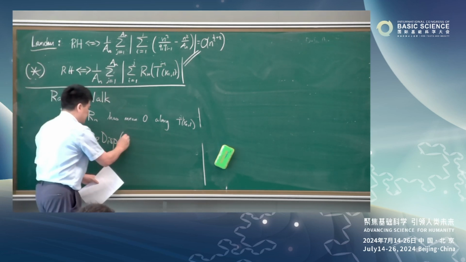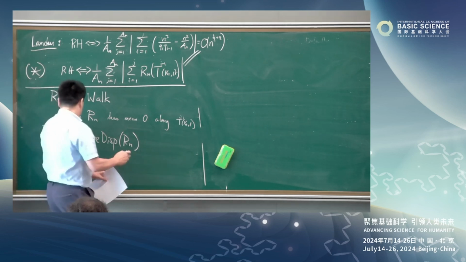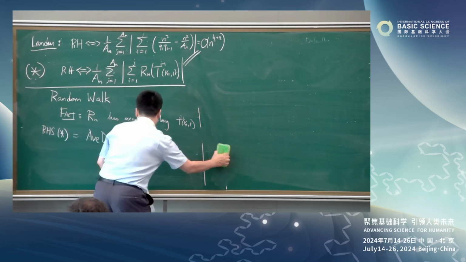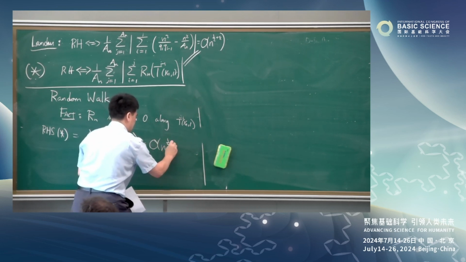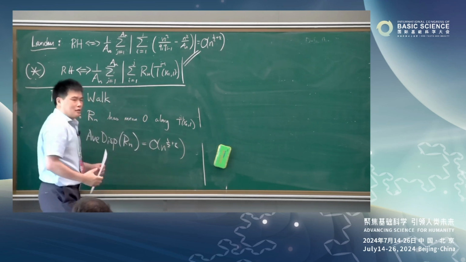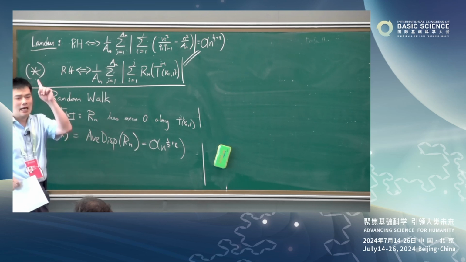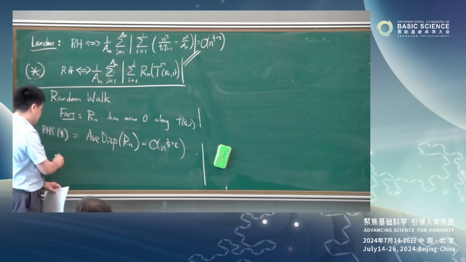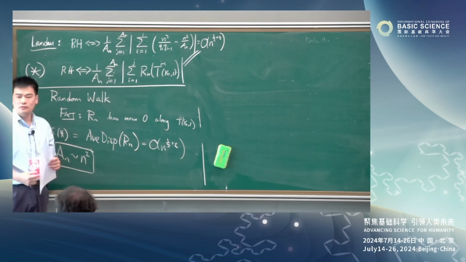The average displacement of the random walk being equivalent to being O of n to the 1/2 plus epsilon. So you might say, oh, this is just square root cancellation. Hold on. This is not square root cancellation, because a_n is roughly like n squared. a_n over n squared converges to a constant.